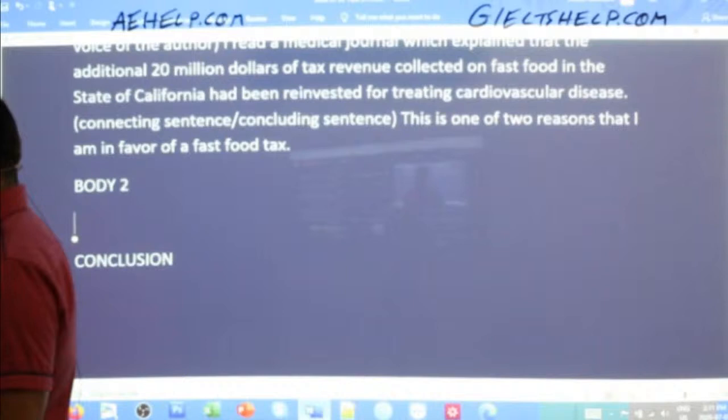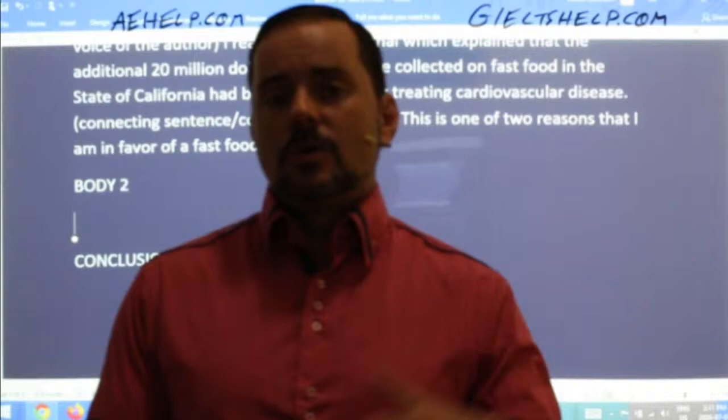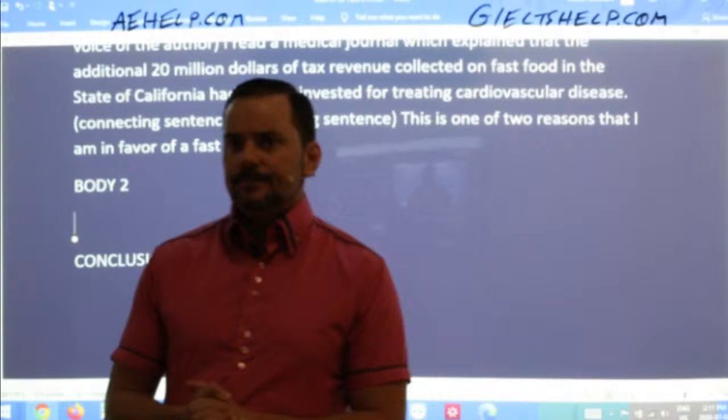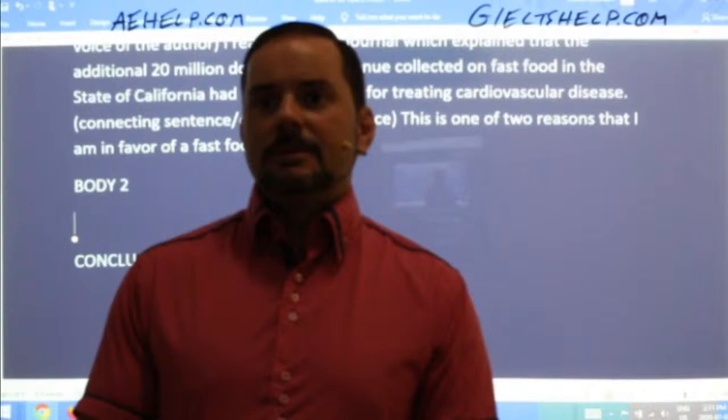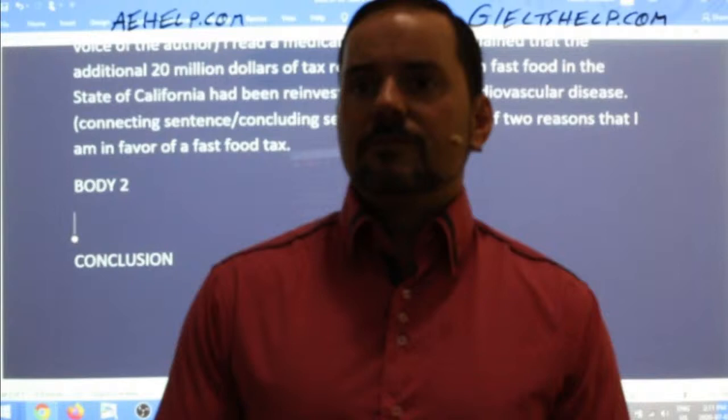So body 2 topic is about discouraging people from eating these foods, right? So high taxes discourage people. Okay. So by making the food more expensive, we are discouraging people. So give me a nice topic sentence for this, okay? Beckjohn says, increasing the price of fast foods because of tax policy keeps the majority of people away from consuming it.